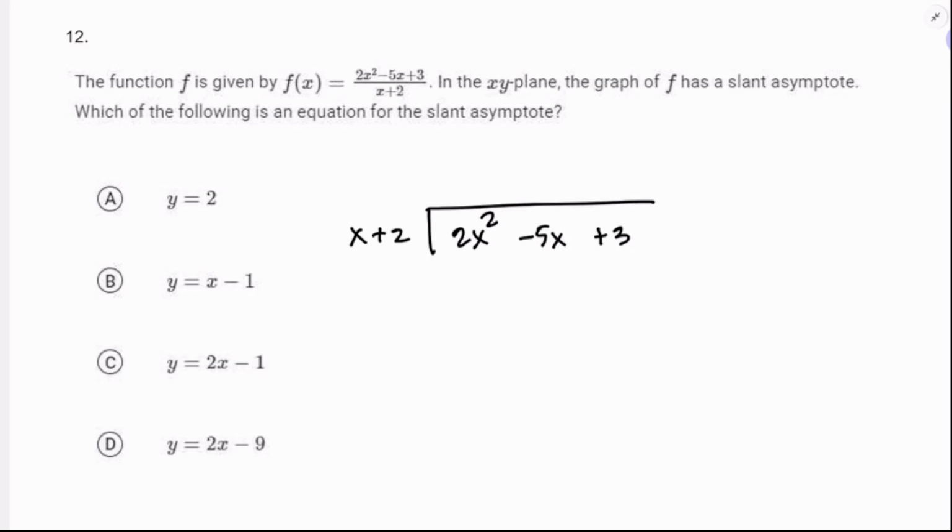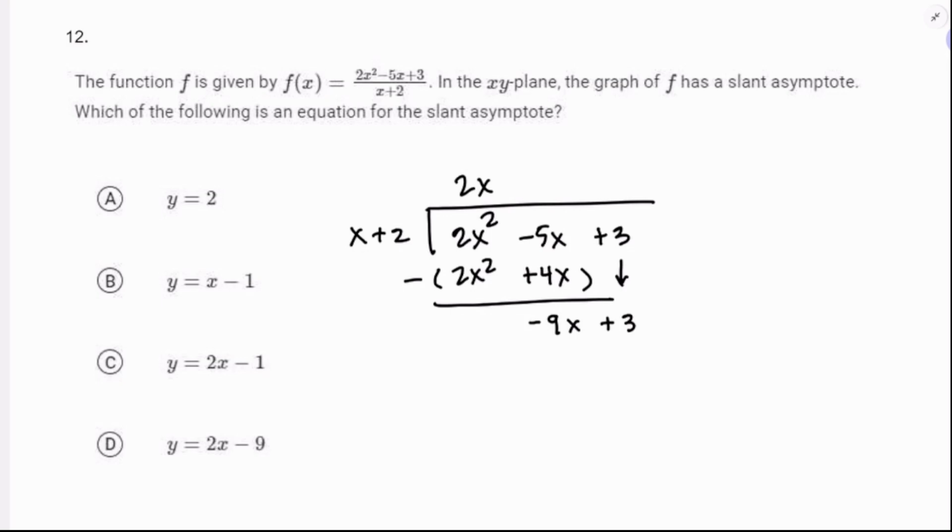So I'm going to ask myself, what do I multiply x by to get 2x squared? Maybe a 2x. Multiply that back down, 2x squared, positive 4x. I subtract this, 2 minus 2 is 0x squared. It's negative 5 minus 4 more is negative 9x's. And I drop down the 3 and have that there. Okay, then wait, I don't know what I just did there. Yeah, no, I got way ahead of myself.